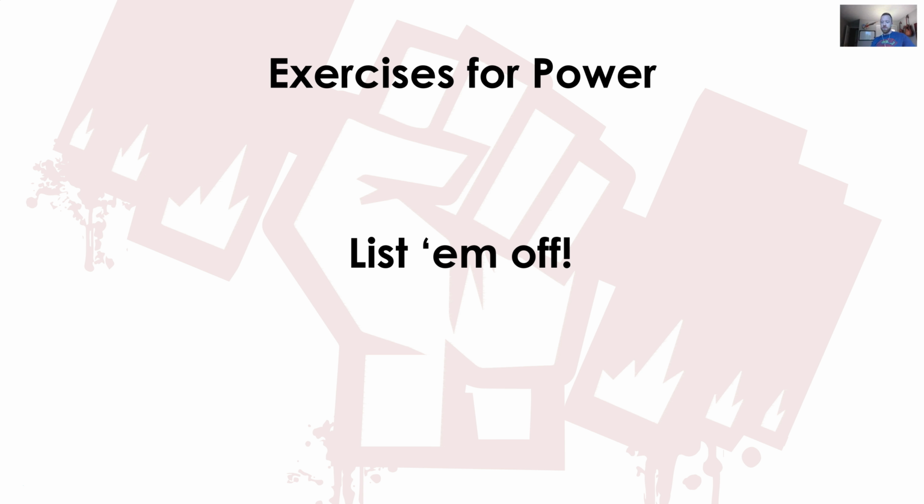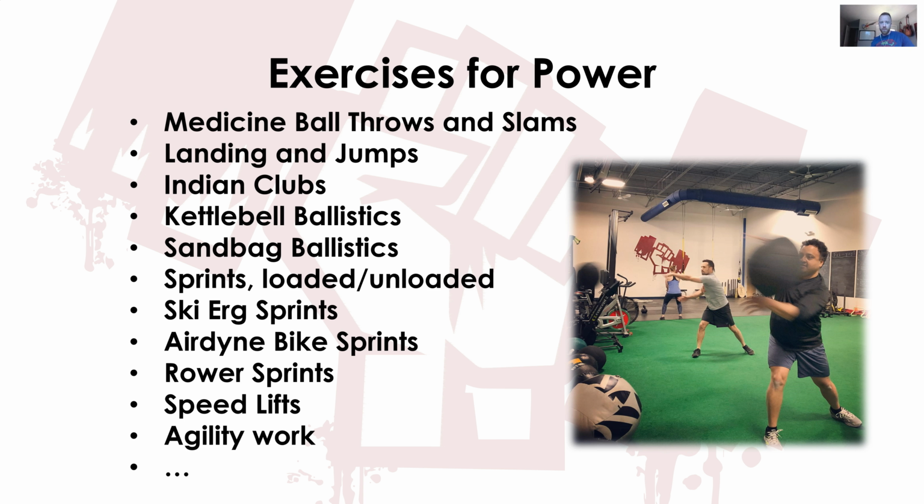All right, so hopefully you've thought of some different power exercises that you would commonly use. You could have cheated and looked at the strength action programs and seen things that we're doing. Here's a whole bunch. Medicine ball throws and slams, landing and jumps, Indian clubs. That one might confuse you, but there are some pretty cool Indian club drills that you can do for power. Kettlebell ballistics, sandbag ballistics, sprints, loaded and unloaded. When I say loaded, I'm not talking about running with a parachute or anything. I'm talking about sled work. Ski erg sprints, airdyne bike sprints, rower sprints, speed lifts, agility work.